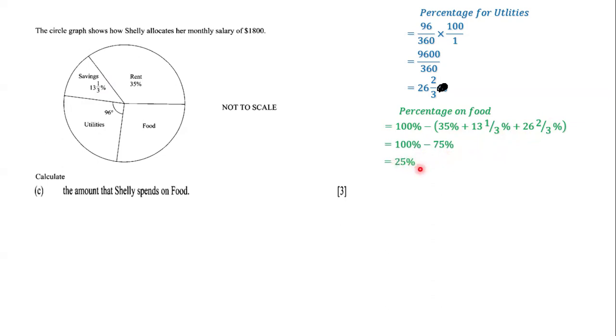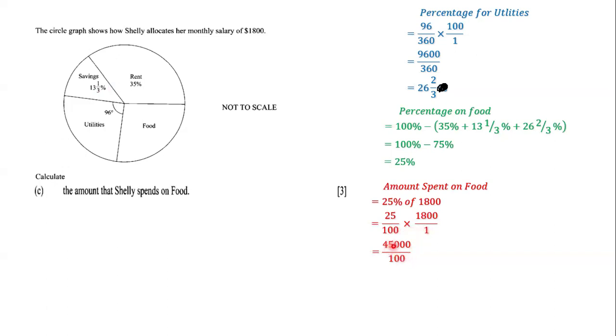Next, we have to determine the amount that Shelley spends on food. Currently, we know the percentage that she spends on food, but we need to figure out the amount that she spends on food. And so the amount that is spent on food is going to be 25% of 1,800, and of means to multiply. So we have 25 over 100 multiplied by 1,800 over 1. And so we have 25 multiplied by 1,800, and that gives us 45,000. And we have 100 multiplied by 1, and that gives us 100.